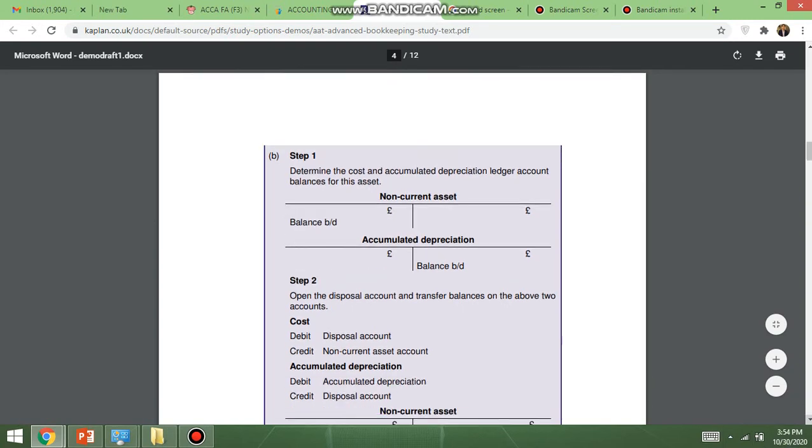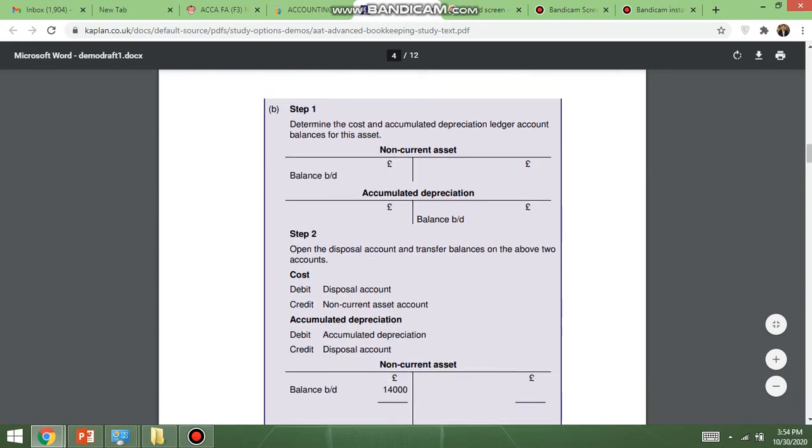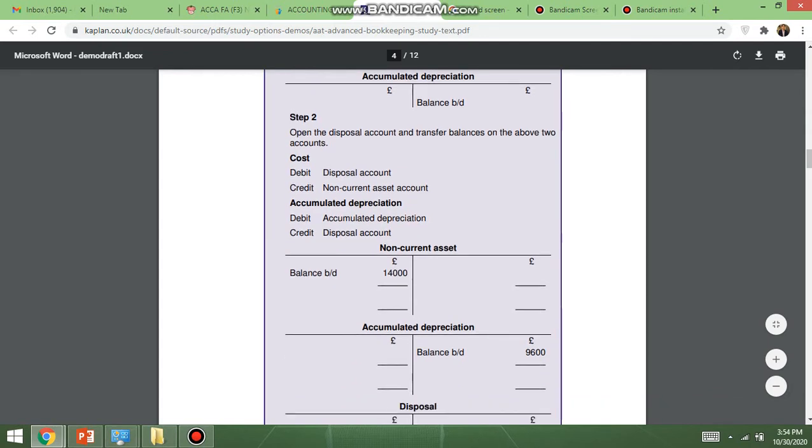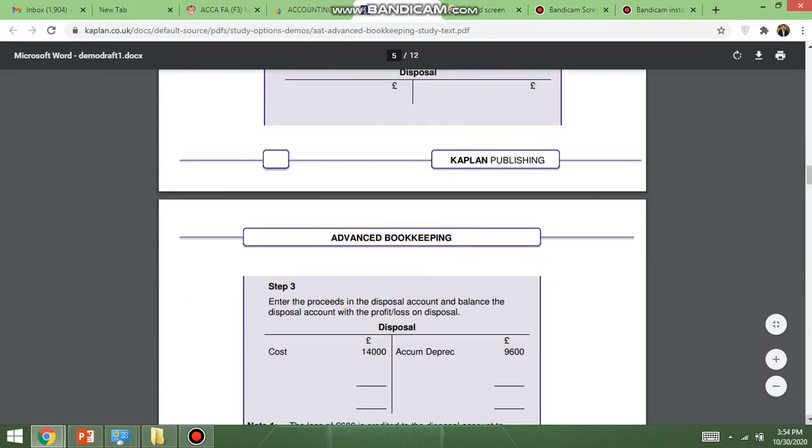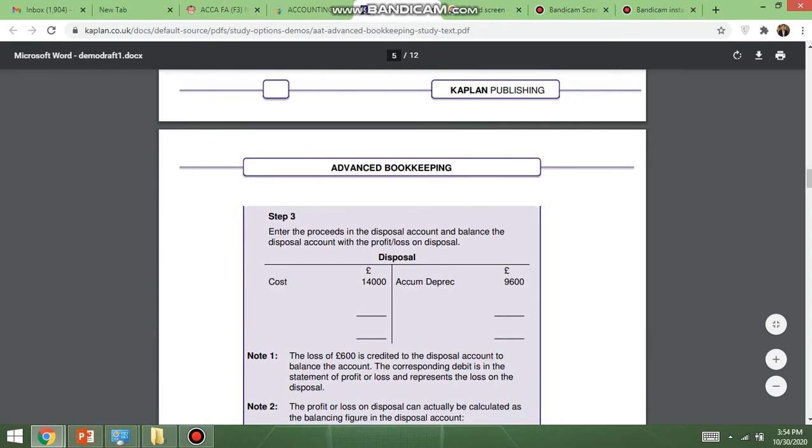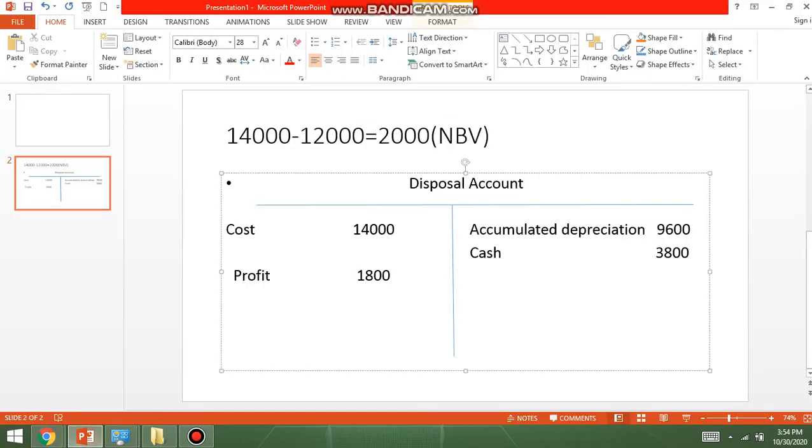Once you debit the accumulated depreciation account and credit the non-current asset account, you open up a disposal account. These are the entries: debit the disposal and credit the non-current asset, debit the accumulated depreciation, credit the disposal. So there's this disposal account. Let's see what happened. This is the disposal account, and you made an entry of the cost, 14,000, and the accumulated depreciation came over here as a credit entry, and this is the cash which you receive.